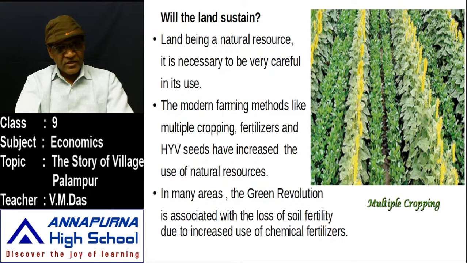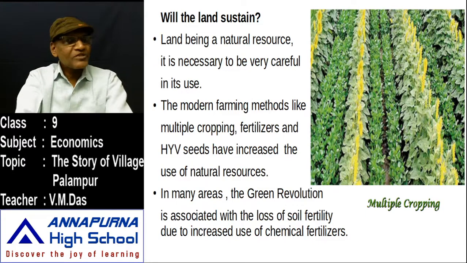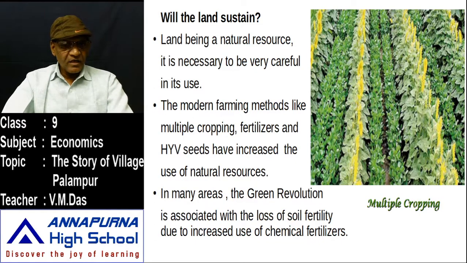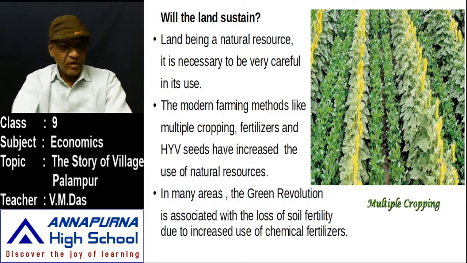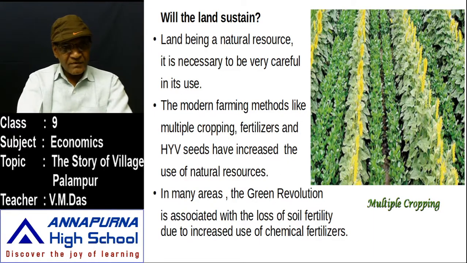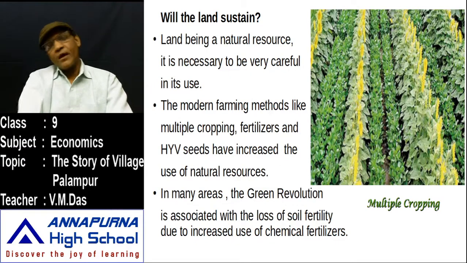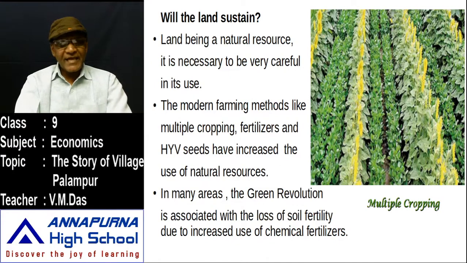And what are the modern farming methods? Such as the multi-cropping system. There in the picture on the right side you will see it. They followed the multi-cropping system. What is multi-cropping? It is to grow more than one crop on the same piece of land in a year. Multi means many crops.